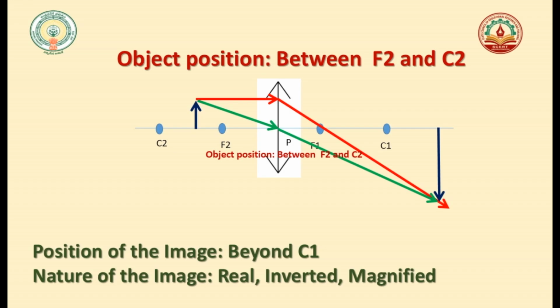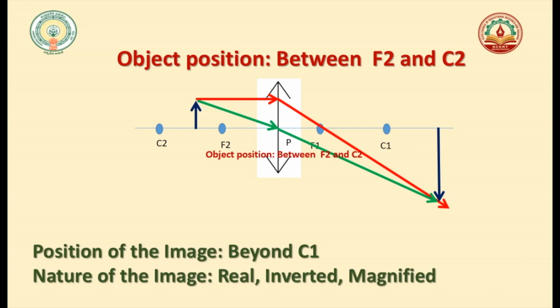When the object position is between C2 and F2, the position of the image is beyond C1, and the nature of the image you can also observe: real, inverted, magnified. That is, the size of the image is more when compared to the object. So I wrote magnified, real, inverted. A real image will always be an inverted image.